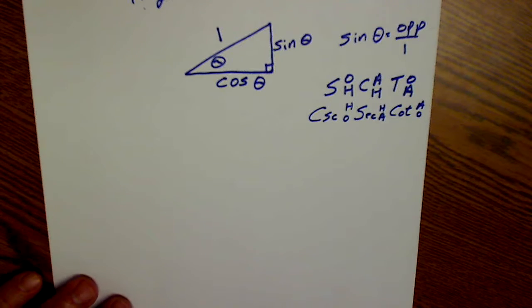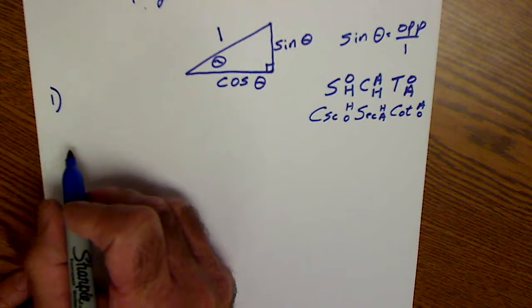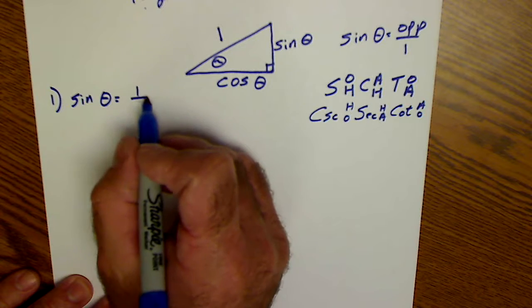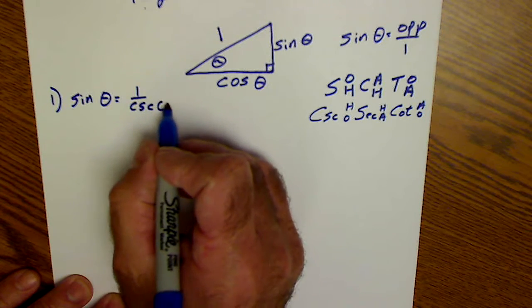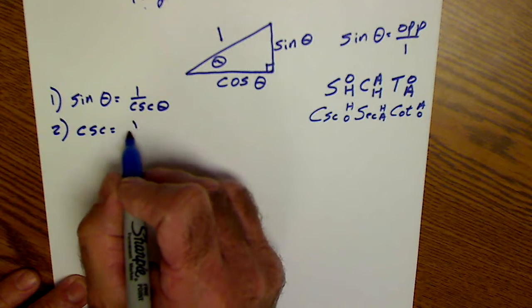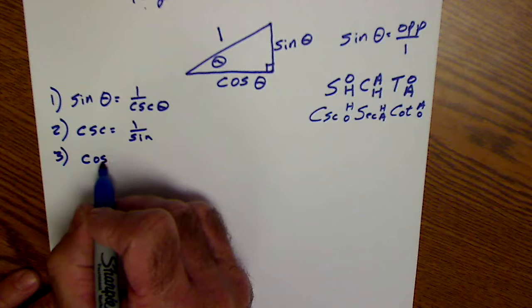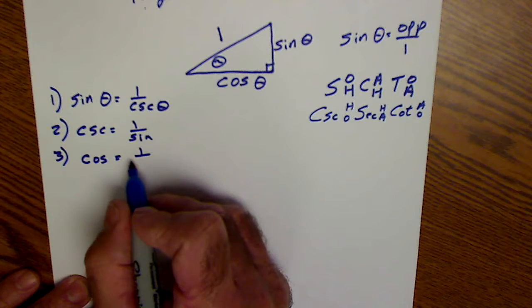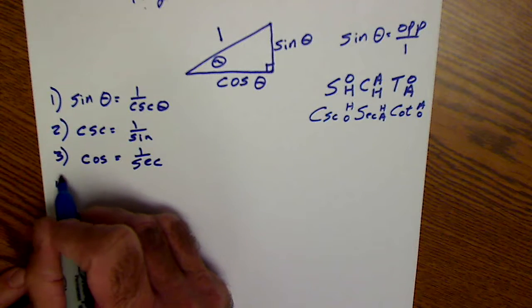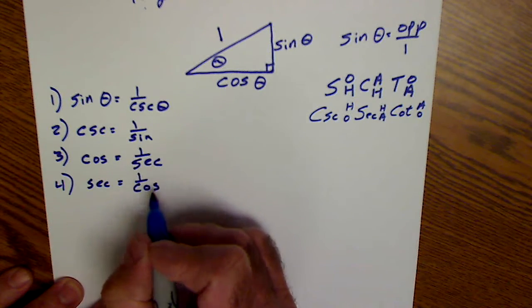So I use that information and derive my 6 reciprocal identities. Sine of theta is equal to 1 over cosecant of theta. And the converse is also true: cosecant is equal to 1 over sine. The third one is cosine of theta is equal to 1 over secant, and secant is equal to 1 over cosine.